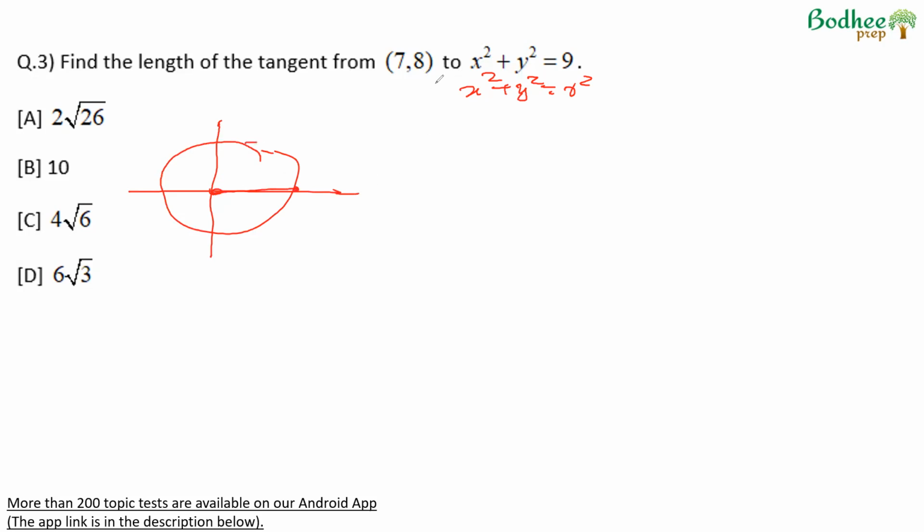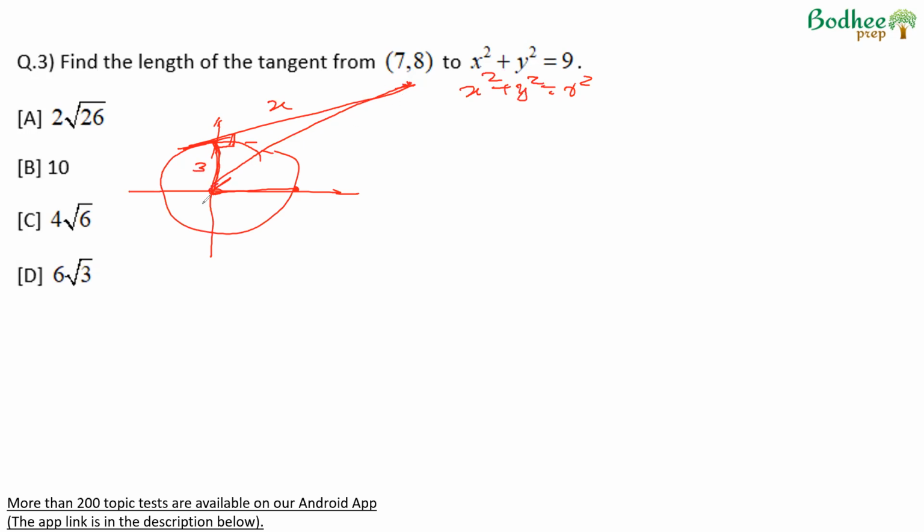Now we are drawing a tangent from point 7, 8, somewhere here. So we join the center to the point and we have the radius. We know that the radius and tangent are perpendicular. We have to find the length of the tangent. Suppose this is x. Radius we know is 3.